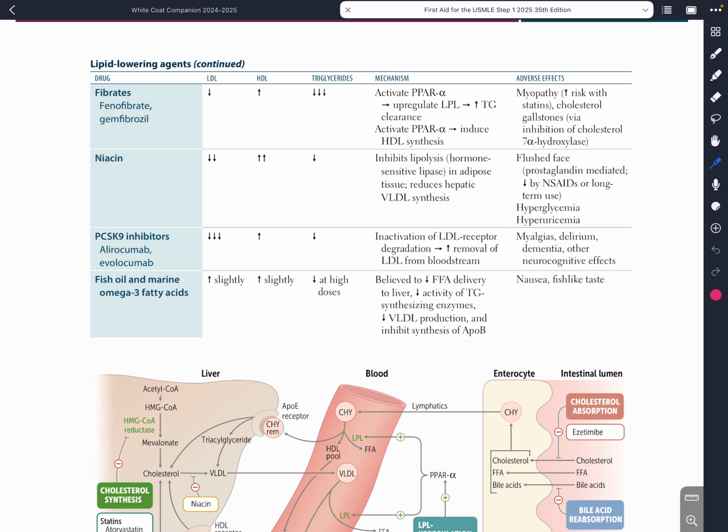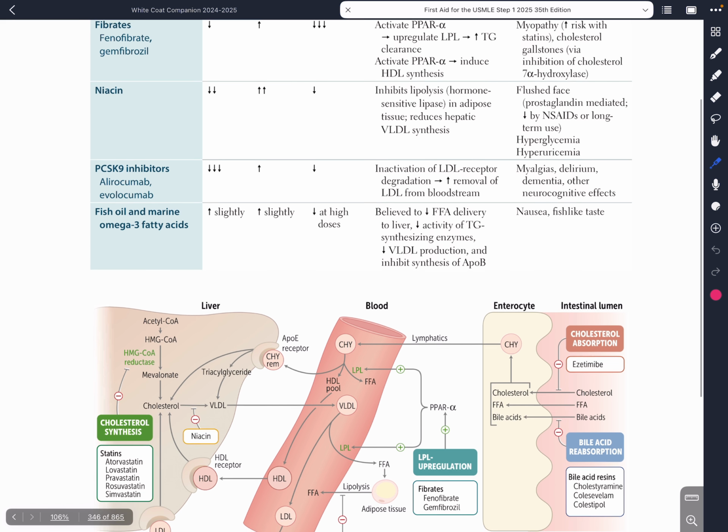Adverse effect of niacin is flushed face, which is prostaglandin mediated, and to prevent flushed face, you can give NSAIDs or long-term NSAIDs. But niacin can also cause hyperglycemia and hyperuricemia. So niacin side effects are flushed face, hyperglycemia, hyperuricemia. For flushed face, you give them NSAIDs like Tylenol, Motrin.